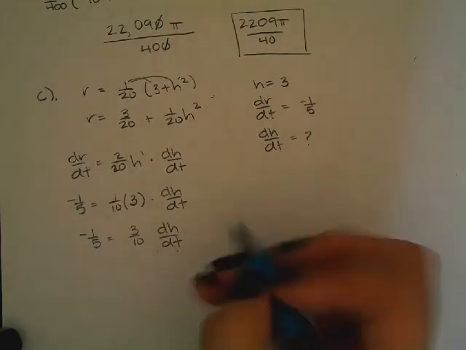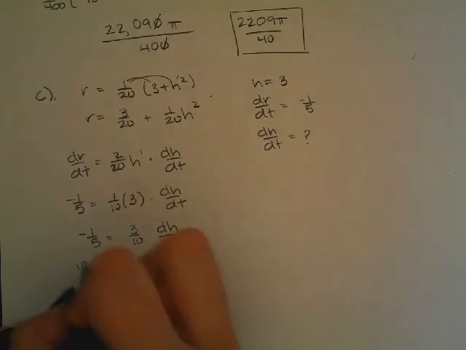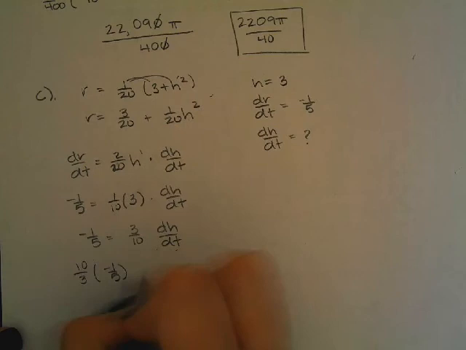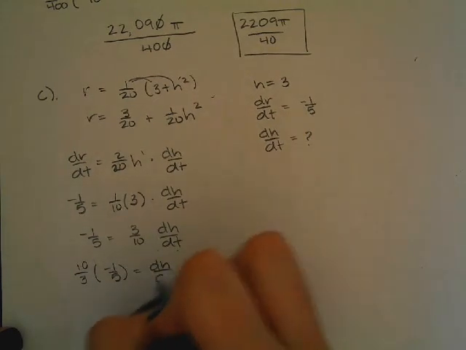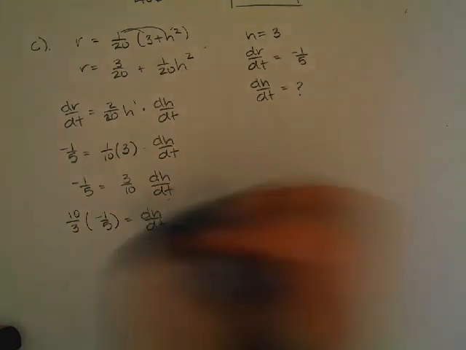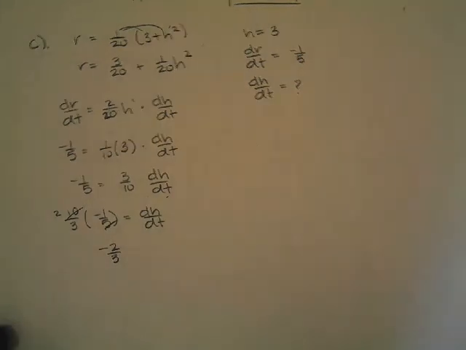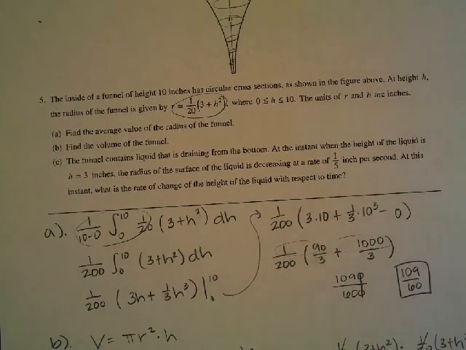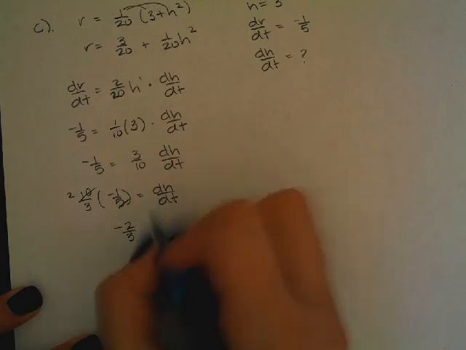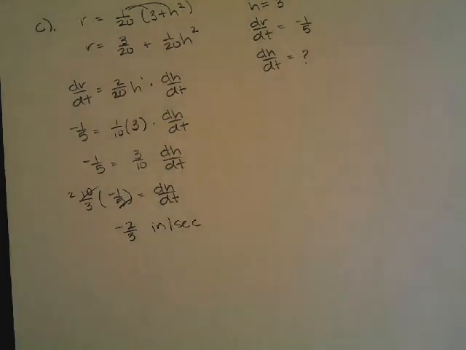To get rid of the 3/10, I'm going to multiply by 10/3 on each side. And then 10 divided by 5 is 2, so I've got -2/3. And if we look back at the units, the units for the height are going to be the same as the units for the radius because they're both just lengths. And so the units for the radius was inch per second, and so for this we're going to have inch per second. So as the radius is decreasing by 1/5 inch per second, the height is decreasing by 2/3 inches per second.